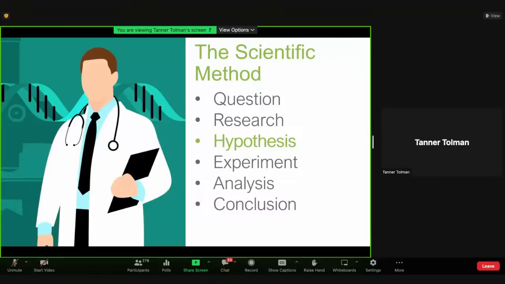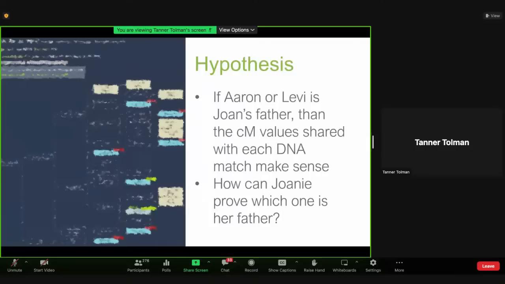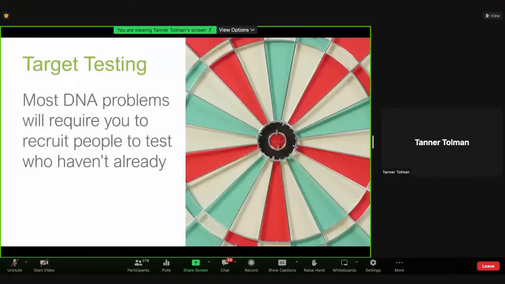So I went ahead and put this into DNA Painter. And everything lined up. Like if Aaron or Levi was the dad, then that explained how she matched all of these matches. But how can we prove which one was the father? And the way we do this is we have to experiment or target test. And most DNA problems do require target testing, which basically means you call up somebody who, based on your theory, has never tested but may really be a first cousin or a half sibling, and you send them a DNA test and you see if their DNA results come back as expected, if they support your theory.